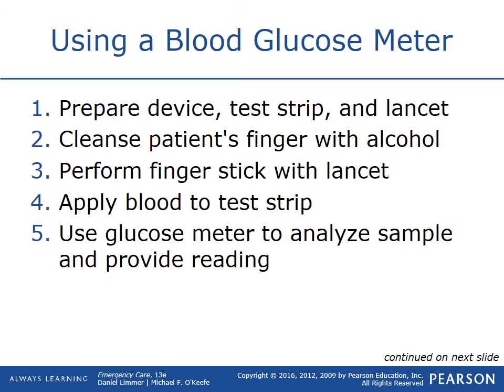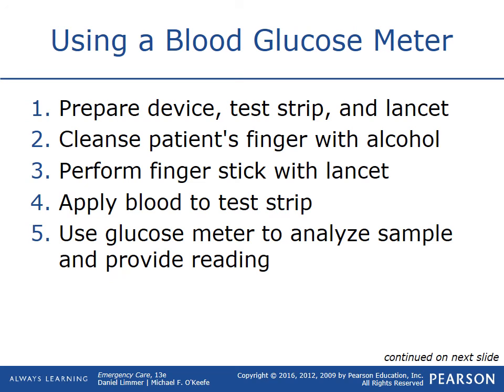Steps in using the glucometer. Prepare the device: get the test strip and lancet, open up your little package, get everything out. Take out the prep, clean the patient's finger with alcohol, because you don't want to be poking dirt and debris down into the patient's skin. You want a nice clean surface.